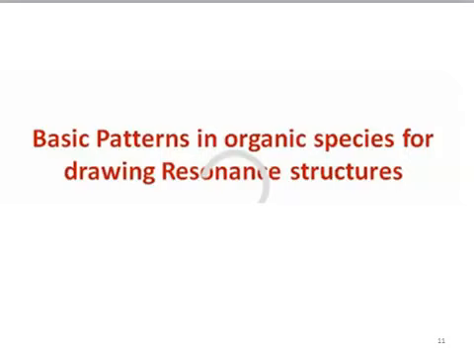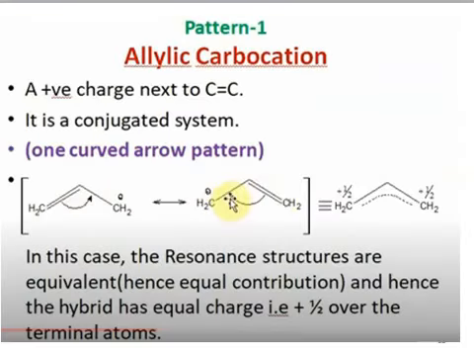Now we'll move towards the basic patterns for drawing resonance structures. There are basically 5 basic patterns, and we'll discuss them one by one. The first pattern is the allylic carbocation. An allyl system is a system in which there's a double bond, and next to this double bond we have an sp3 carbon, so a single bond next to a double bond. This is the allyl group, and this carbocation is the allyl carbocation.